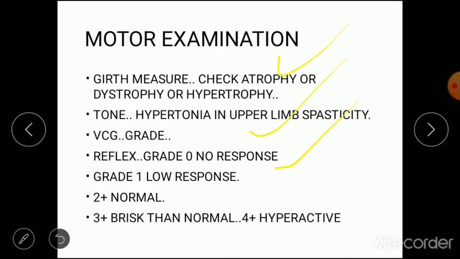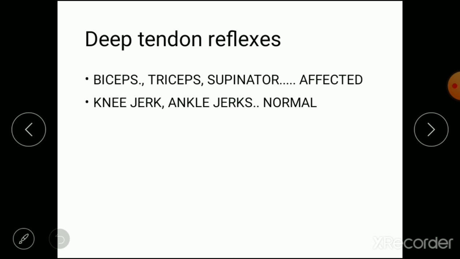Then in reflexes, you have to give a grade. Grade 0 means no response, grade 1 is low response, grade 2 plus is normal, 3 plus is brisker than normal, and 4 plus means hyperactive reflexes. So we have to check the deep tendon reflexes. The biceps, triceps and supinator jerks are affected because the upper limb involvement is more, and the knee jerk and ankle jerk might be normal.